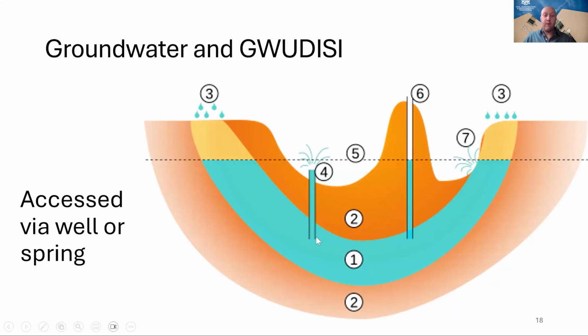But a lot of times that flow can be relatively slow. So oftentimes a pump is put down this well in order to increase the production of that well. And then the last way is through a spring, and this is where that aquifer comes into contact with the surface so that water can flow out. Those are really convenient because there's no pumping required, and sometimes they can have pretty significant production. Oftentimes they're pretty low production, but it really depends on the situation.